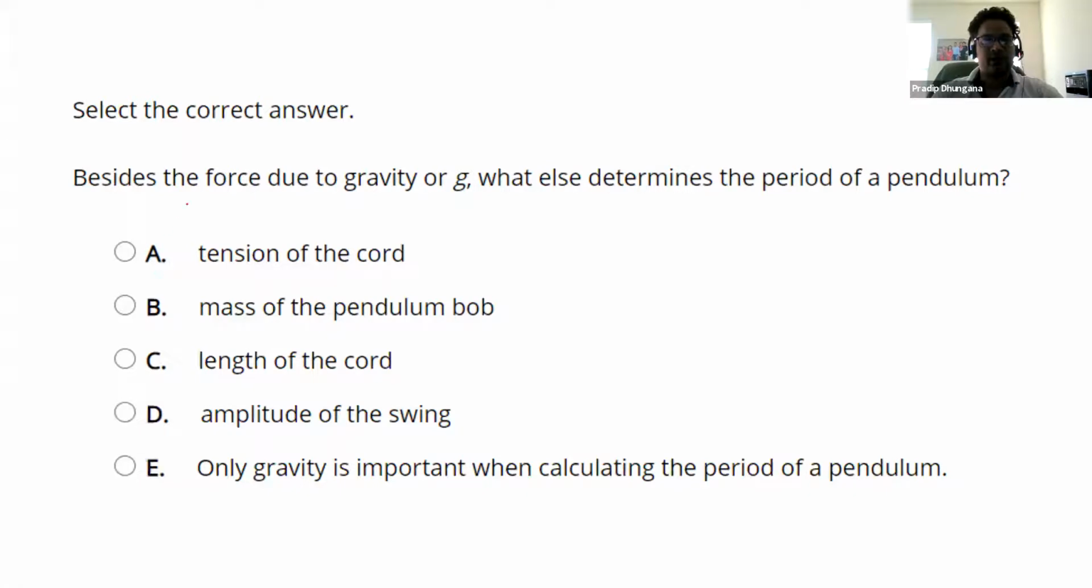Let me read the question. Besides the force due to gravity or G, what else determines the period of a pendulum? And then period of a pendulum T is equal to 2 pi square root L over G. L is length of a pendulum and G is acceleration due to gravity.